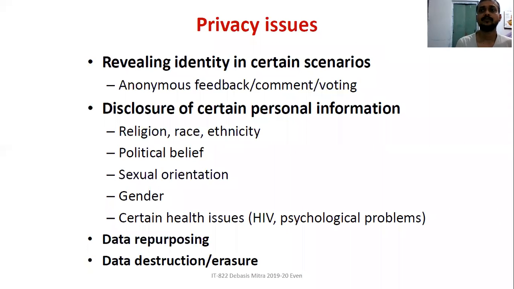Coming back to the privacy issues, after anonymity, let us discuss the consequences and remedies of disclosure of certain personal information which is assumed to be critical or sensitive to some extent, like religion, race, ethnicity, political belief, sexual orientation, gender, certain health issues, including some psychological problem or some critical illness like HIV, which are very prone to some kind of discrimination based on the inherent bias that has been developed in our society or some societal taboo.